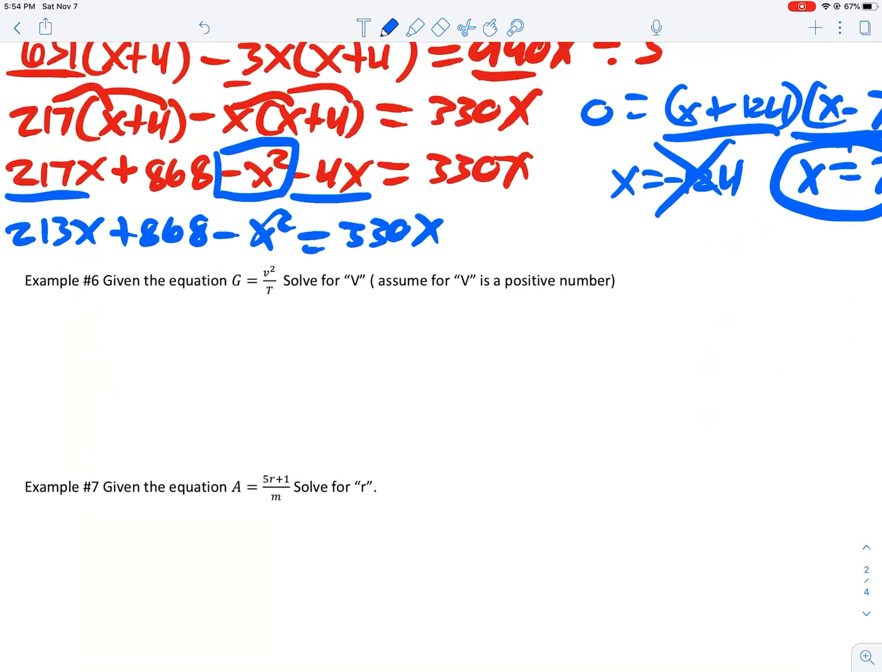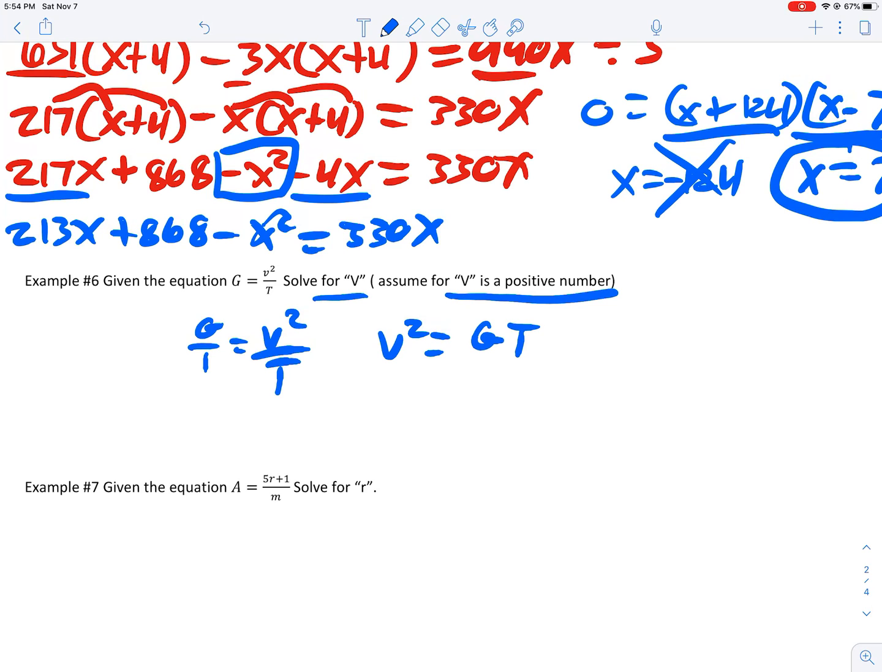Okay, the last two problems are solving rational equations for certain variables. So in this case, we're going to solve for v, and we're assuming v is a positive number. So you have g over 1 equals v squared over t. It's a proportion, so I can cross multiply. So v squared equals t times g, or gt. Square root both sides. So you get plus or minus the square root of gt.